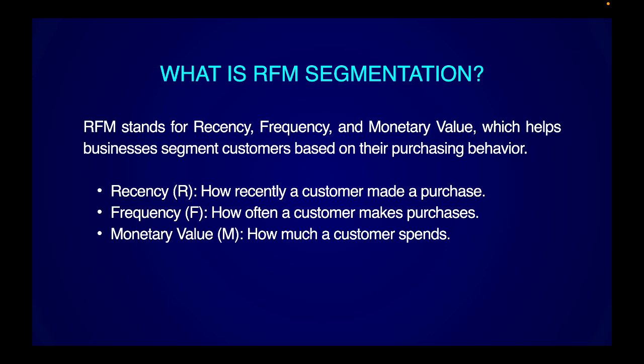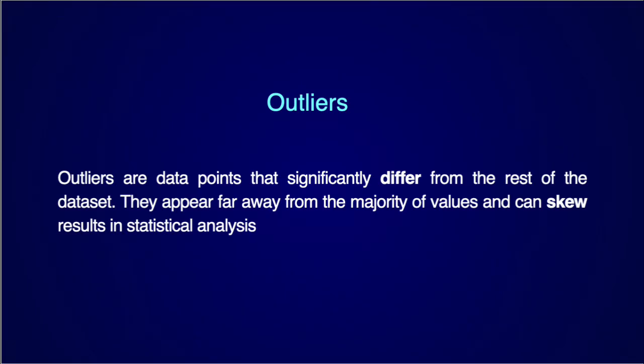This is RFM segmentation. In the two points earlier, there was the concept of outliers, so I'll tell you what outliers are. Outliers are data points that differ significantly from the other values in the dataset. It is not like variance. What happens when an outlier is there? They can distort statistical analysis. We cannot make proper decisions because of those outliers, so it is important to identify and handle them.